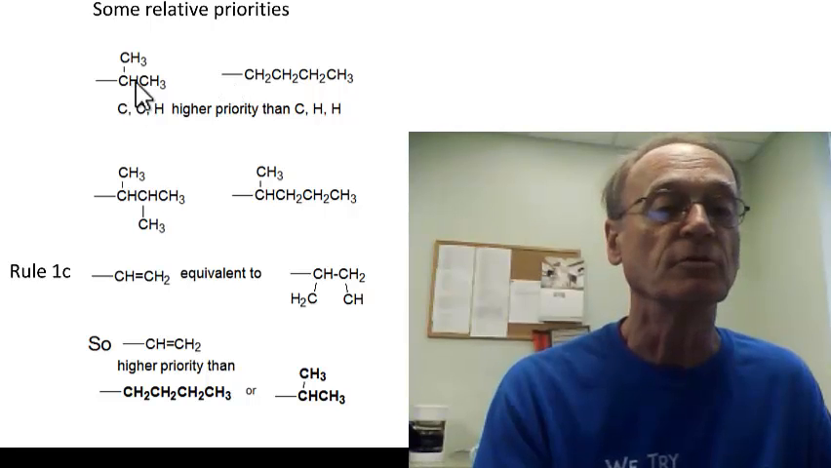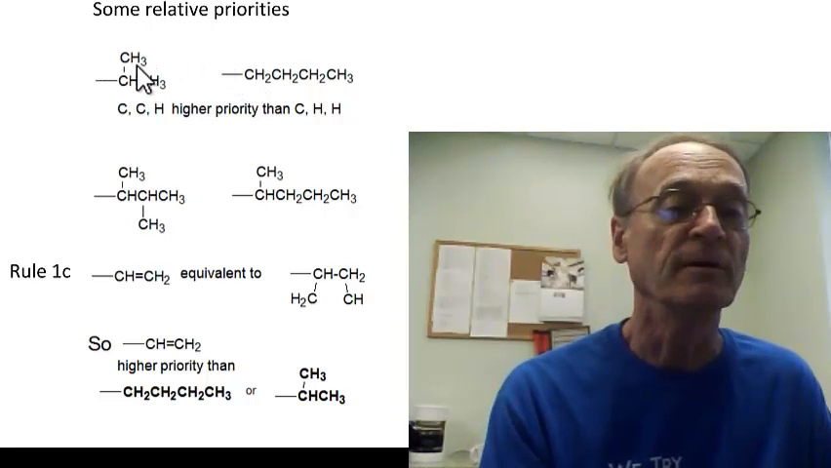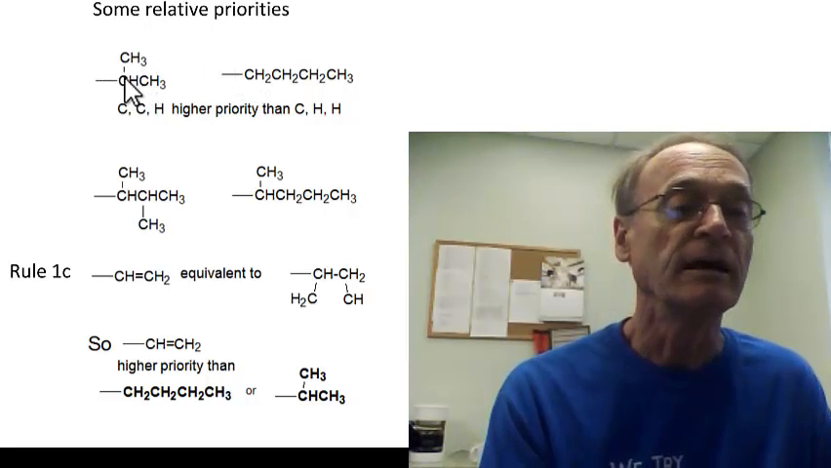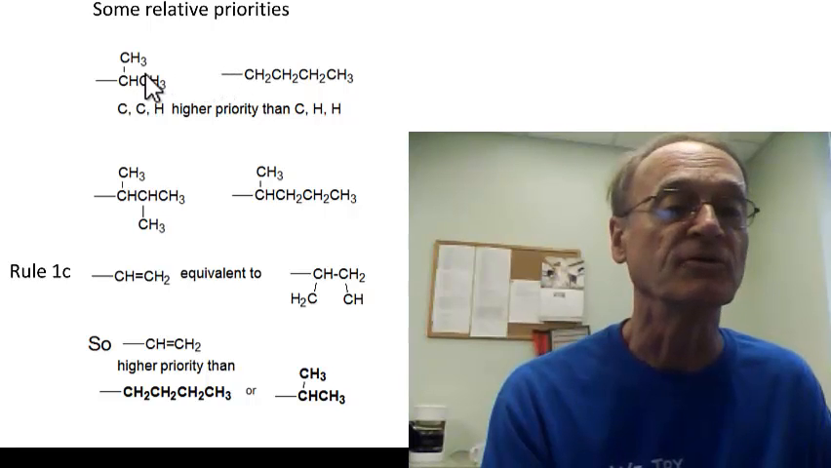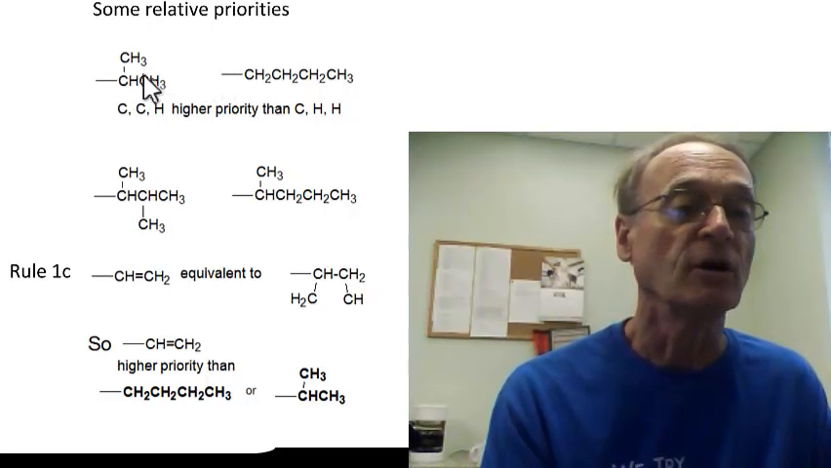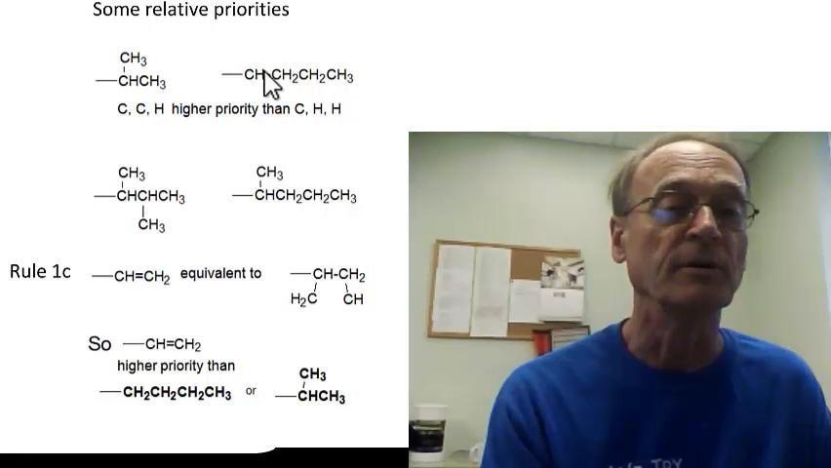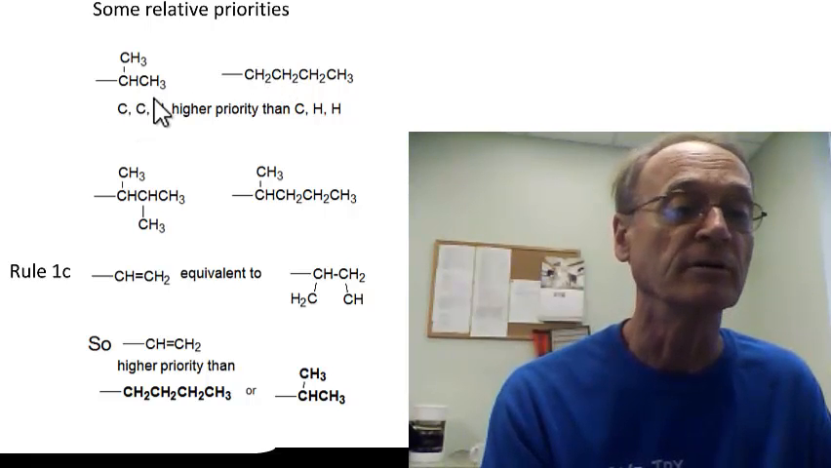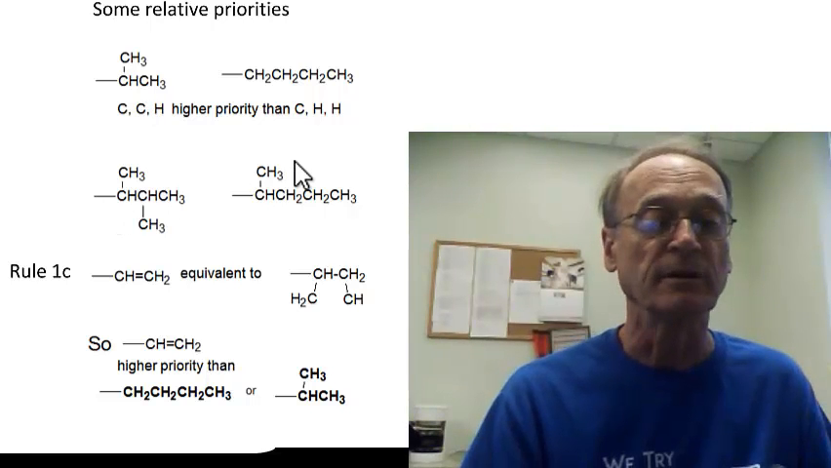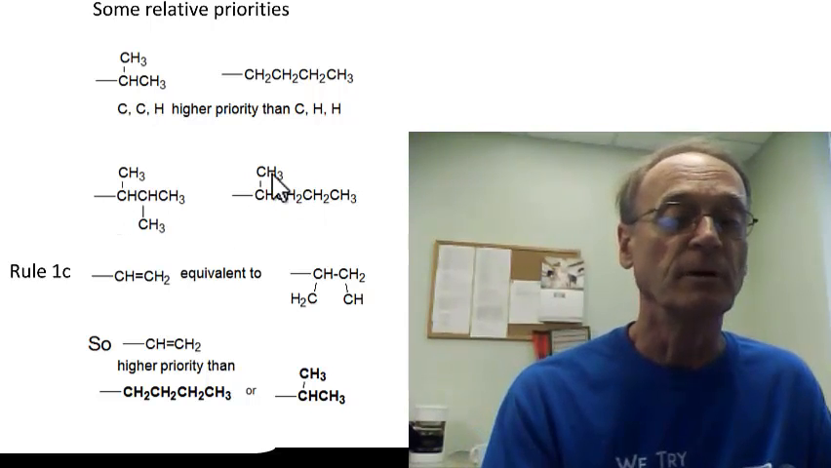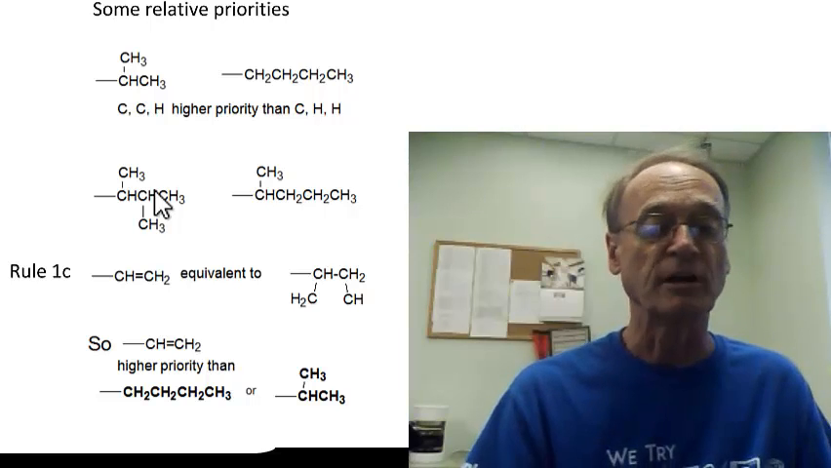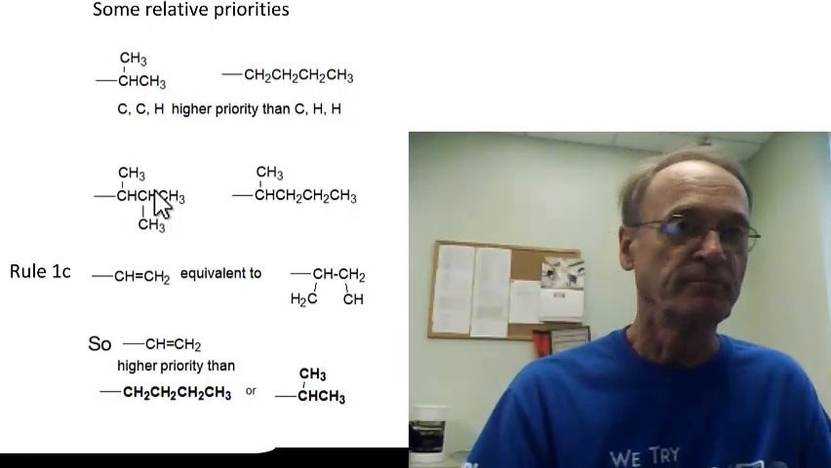So which of these 2 groups is higher priority? This one might be because it's got 4 carbons. It's a bigger group than this one is, but in fact this one is actually a higher priority. That's because the first atom in both cases is carbon, but this carbon has carbon-carbon-hydrogen on it, whereas this carbon has carbon-hydrogen-hydrogen on it, and so this is a higher priority group. What about these 2? So take a minute and compare this group with this group and see which one's higher priority. Might want to stop the video.